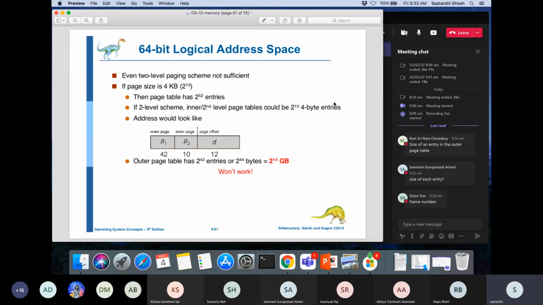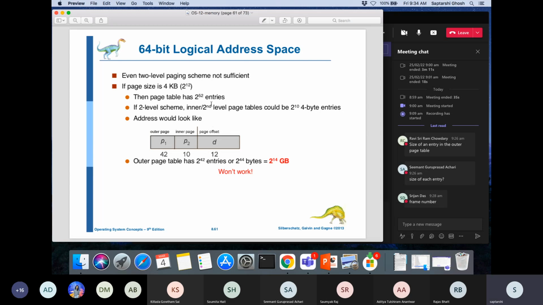Because let's say the page size is 4 KB. Then the page table has 2 to the power 52 entries. It's a huge, huge number. So in a two-level scheme, the inner or second-level page tables could be 2 to the power 10 4-byte entries. Remember, the page size is 4 KB, so 2 to the power 12. Now, let's say each entry of the page table is 4 bytes. So how many maximum page table entries can you store in one page? Remember, the page table will also be stored in pages, right? The pages of page table, POPT. So if one page table entry is 4 bytes long, how many entries can you store in a page of 2 to the power 12 size? Clearly 2 to the power 10, right?